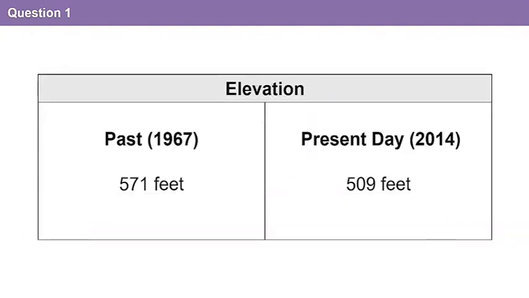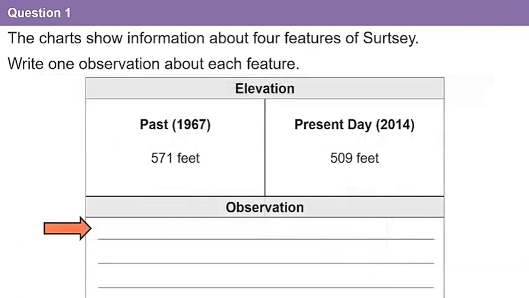Let's move on to the third part of question 1, where we will observe Circe's elevation. Look at Circe's elevation in 1967. And then look at Circe's elevation in 2014. Write one observation about Circe's elevation.